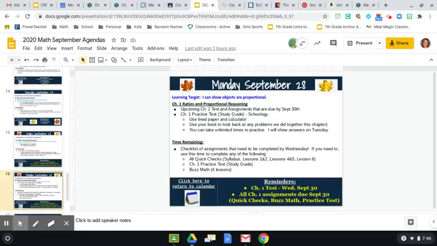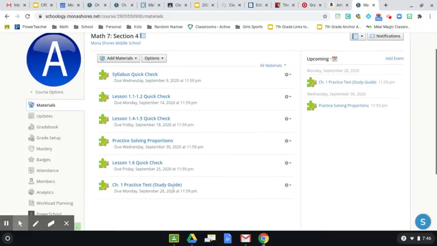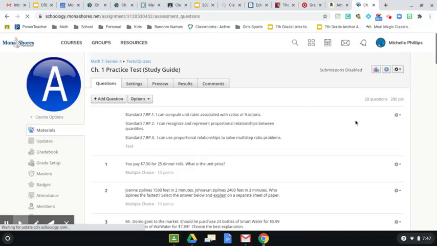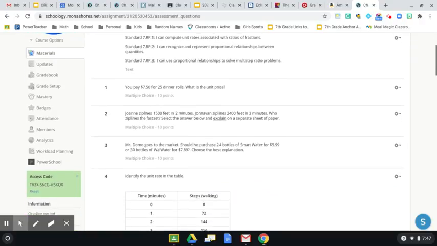It's your study guide, and it's in Schoology. It looks like this right here at the bottom of all the other assignments we've done. You should see there the practice test. When you open it today, you should be able to see your questions, at least a form of the questions that you will see on the test. It has 20 questions on here.